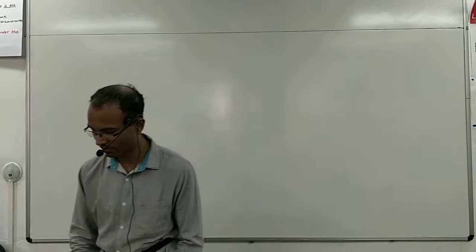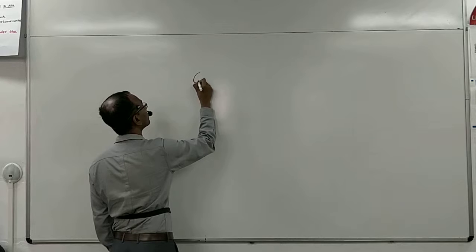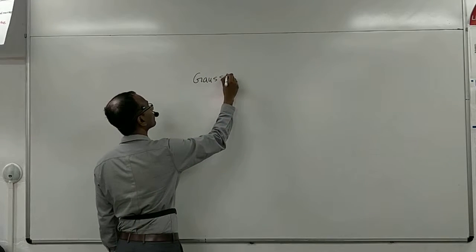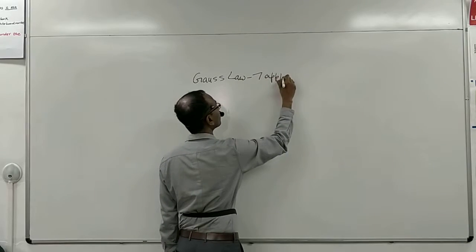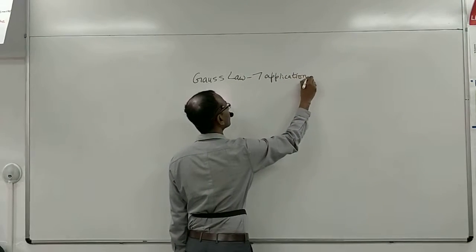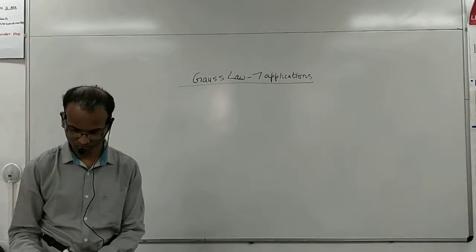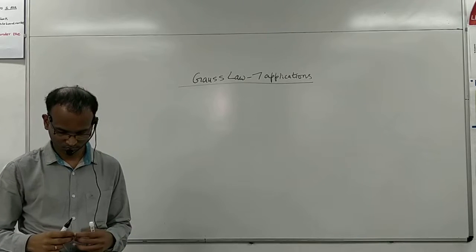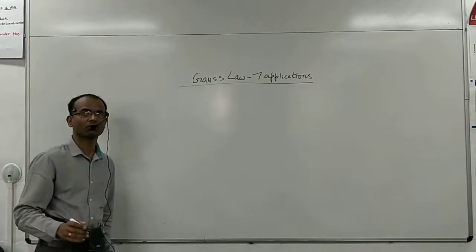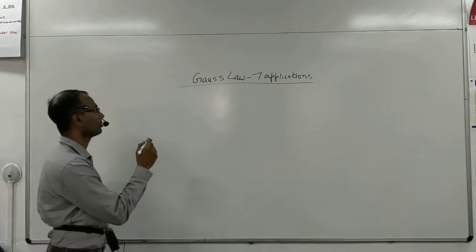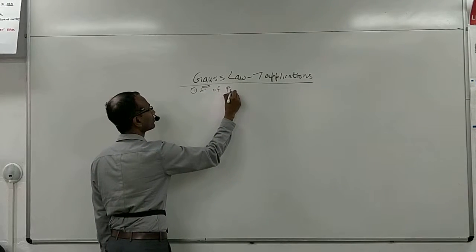So let's start where we left off. Gauss's law. So, seven applications of Gauss's law. The first one is, see, all the applications involve finding the electric field. So the first one is the electric field of a point charge.